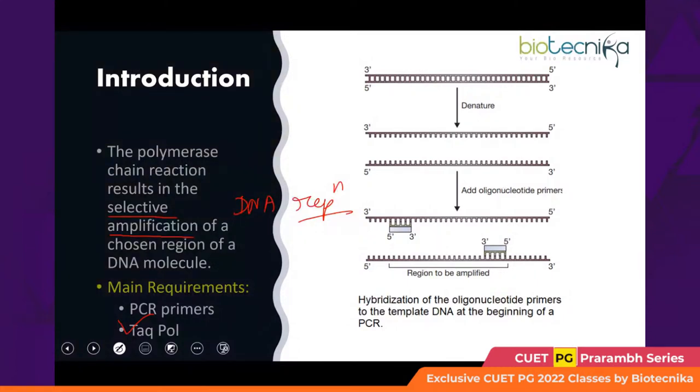Nikita, for separation we use SDS-PAGE, for detection we use Western blotting. SDS-PAGE is for separation, for detection it is Western blotting. Similarly, for DNA and RNA also, agarose gel electrophoresis or polyacrylamide gel electrophoresis is for separation. For detection, it is either Southern blot or Northern blot, respectively.